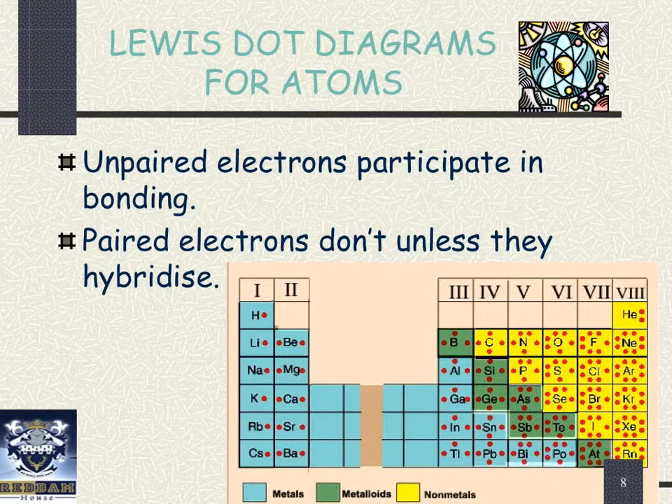Unpaired electrons participate in bonding. Unless they're going to hybridize, remember carbon has a tendency to hybridize, where they open up and have 4 bonds instead of 2, but generally speaking, you can only use unpaired electrons. So, for example, 1 with fluorine, there are 2 unpaired in oxygen, 3 unpaired in nitrogen.